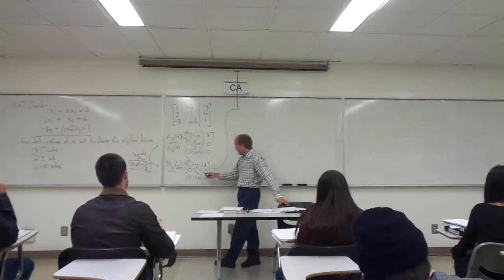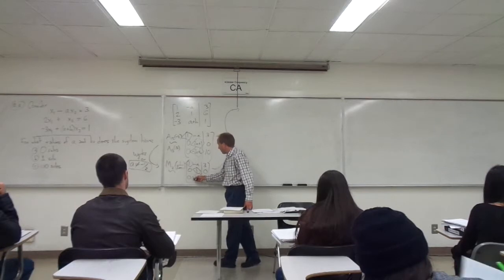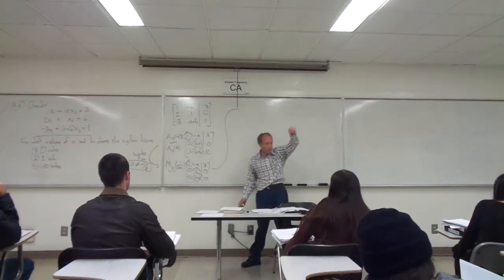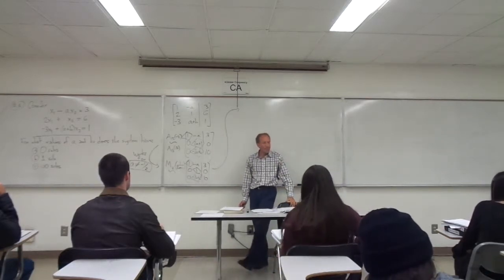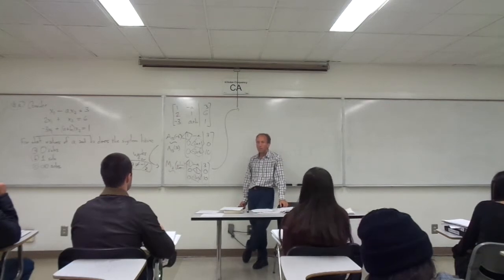It's not necessarily in row echelon form. I have 2 pivots that are right above one another. So that's not acceptable for them, right?